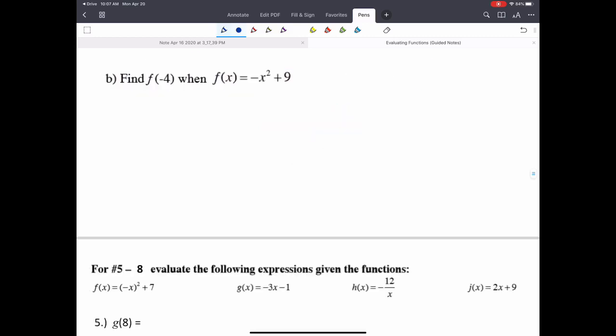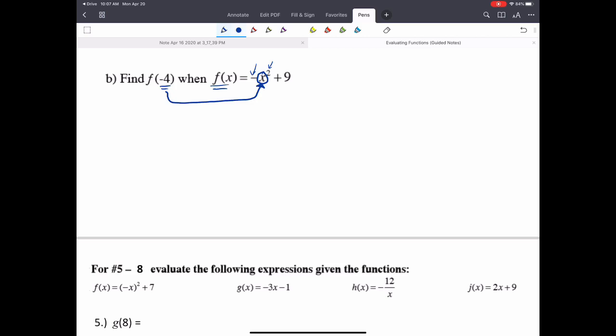Same thing right here. What we're going to do is, it says find the f function of negative 4 when f of x equals negative x squared plus 9. Now we're going to take the negative 4 and place it where the x is. Now notice we're only substituting the x value. We're not substituting for the minus sign that's out there. We're not substituting for the squared. We're just putting in a new value for the x.